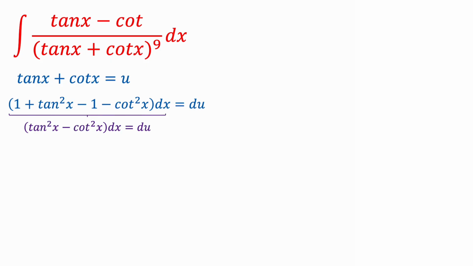Many students give up right here saying we don't have it anymore. What is this? They ask, where is u? Where is du? Where am I supposed to get tangent squared minus cotangent squared from? Well, come on, it's not that difficult. Do you see tangent x minus cotangent x in the numerator? What should you do to turn it into tangent squared x minus cotangent squared x? Use the conjugate. Bravo, we multiply by tangent x plus cotangent x.